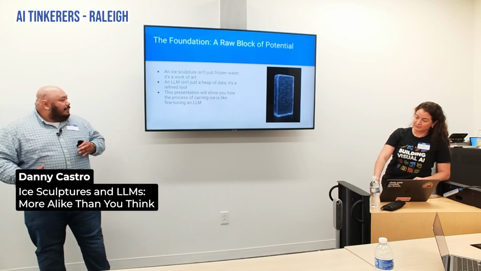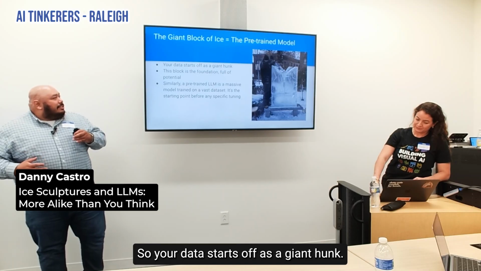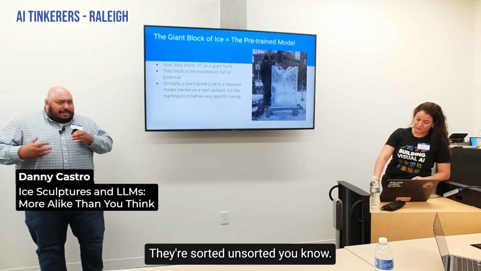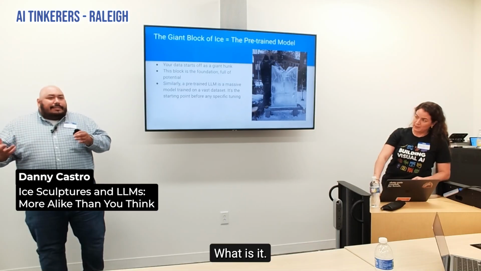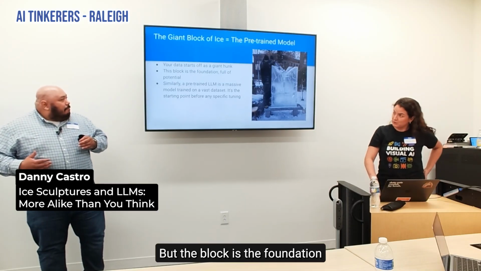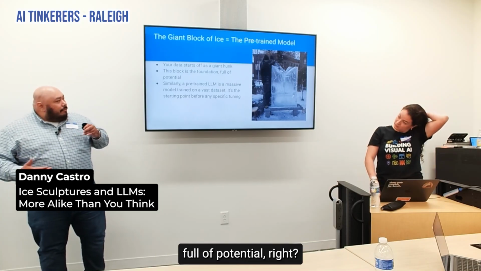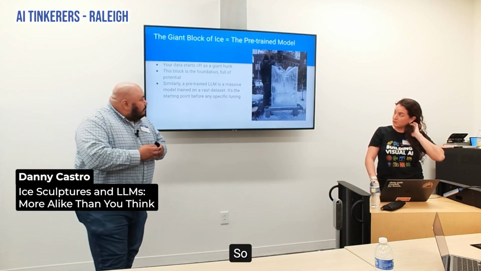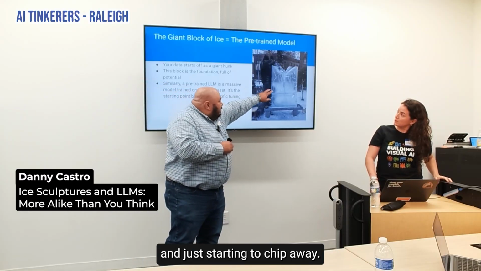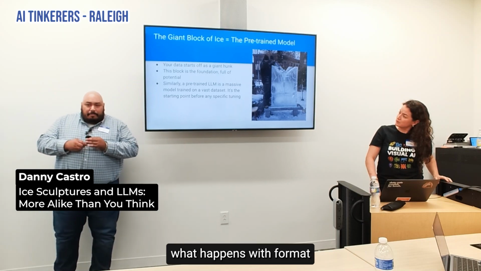with AI. Next, please. Okay. So your data starts off as a giant hunk, just stuff there, sorted, unsorted. What is it? Where does it live? What does it do? It's just there, right? But the block is the foundation, full of potential, when it comes to an ice sculpture. As you can see here, he's just there picking off and starting to chip away, right? And the same thing is what happens with the data in your data set.